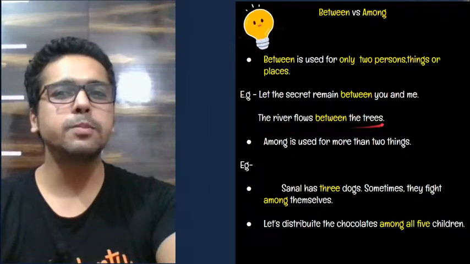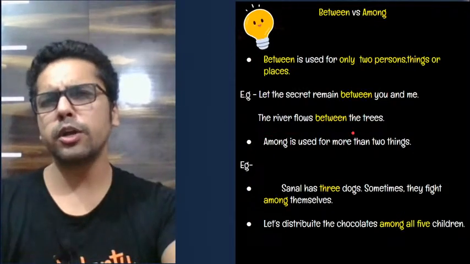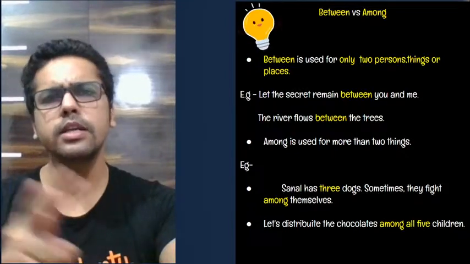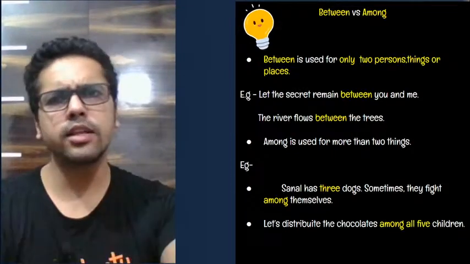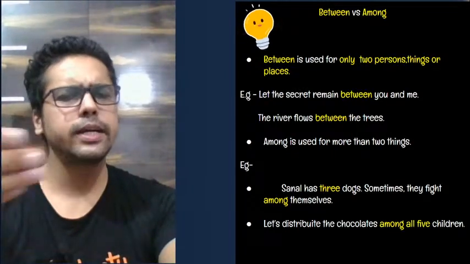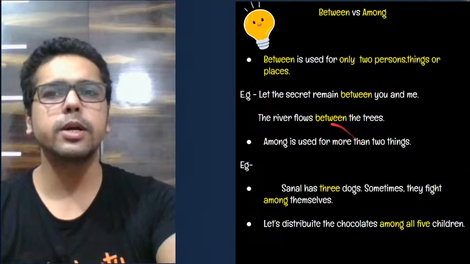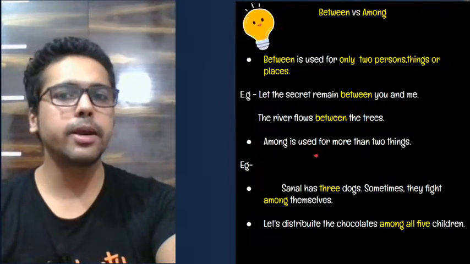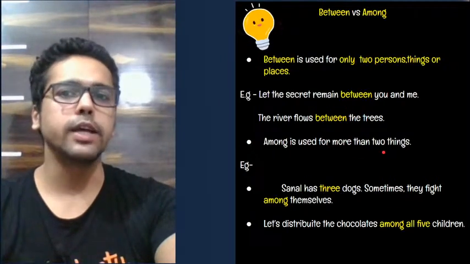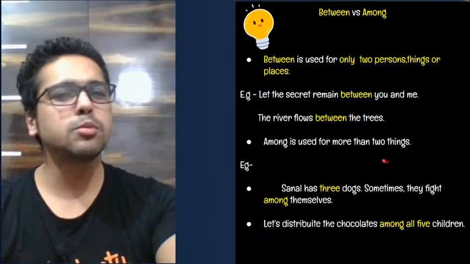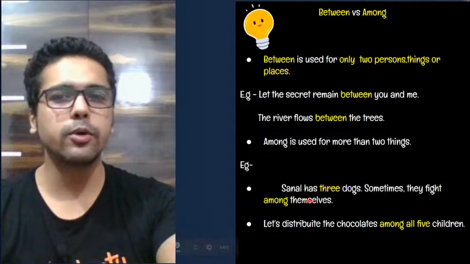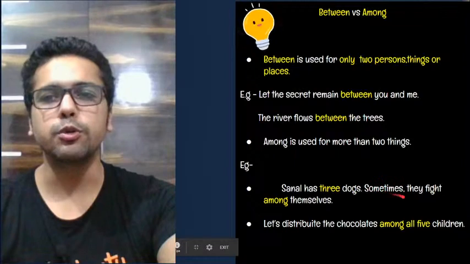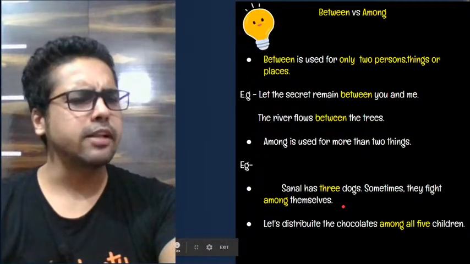The river flows between the trees. Here maybe we are talking about just two trees. So between the trees indicates there is one on the left and the other one on the right. So the river is flowing between two trees here. That's why the word between is used. And the preposition among is used for more than two things. So it's more than two things, more than two people, whatever. See, look at this here. Sanal has three dogs. Of course, the word three is more than two. Sometimes they fight among themselves.